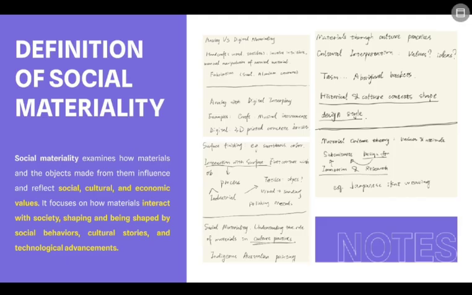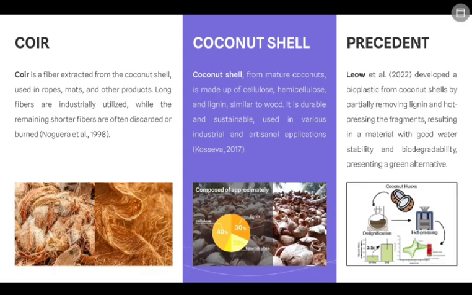Through the lecture, I have developed a deeper understanding of social materiality. Social materiality examines how materials and objects made from them influence and reflect social, cultural, and economic values. It focuses on how materials interact with society, shaping and being shaped by social behaviors, cultural stories, and technological advancements.